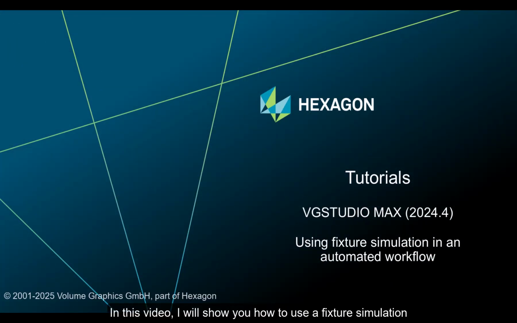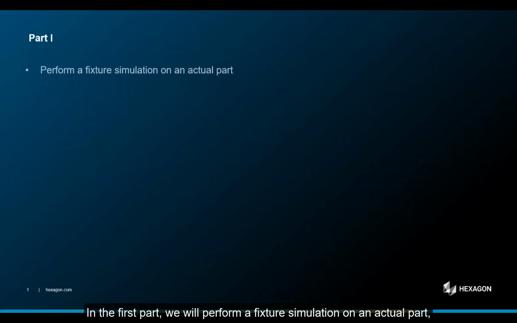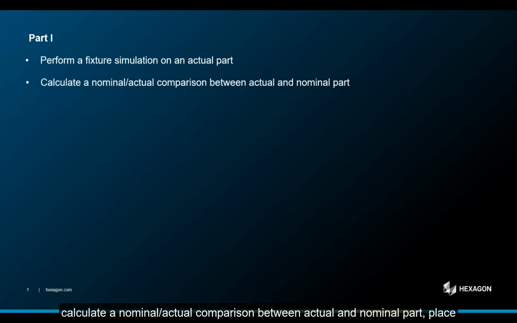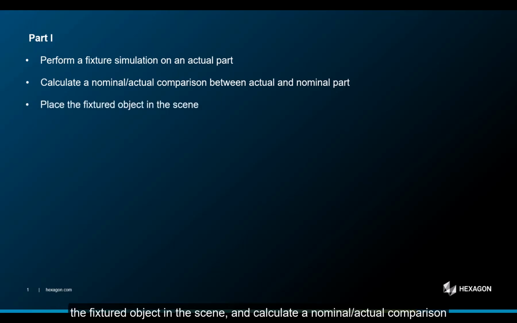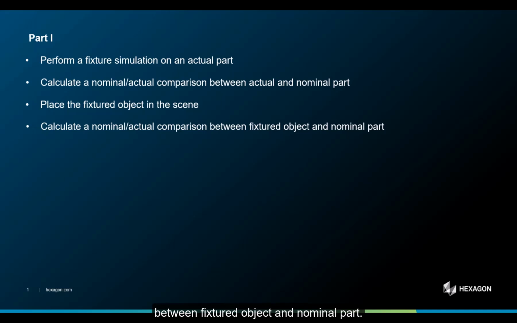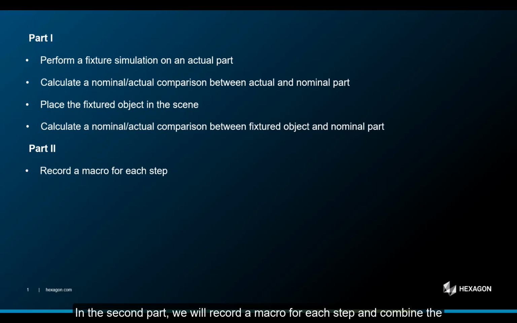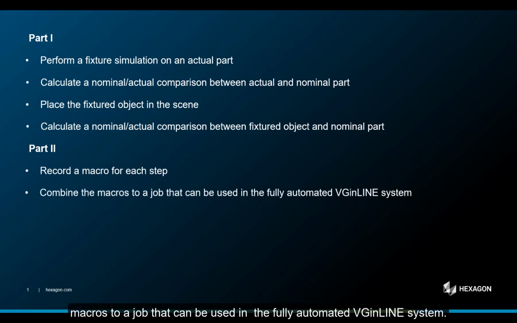In this video, I will show you how to use a fixture simulation in an automated workflow. In the first part, we will perform a fixture simulation on an actual part, calculate a nominal actual comparison between actual and nominal part, place the fixtured object in the scene, and calculate a nominal actual comparison between fixtured object and nominal part. In the second part, we will record a macro for each step and combine the macros to a job that can be used in the fully automated VGinLINE system.